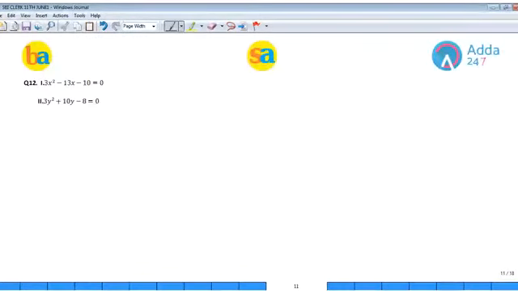Question number 12. The first equation is 3x square minus 13x minus 10 is equal to 0. On multiplying 3 by minus 10 we get minus 30, and on dividing it further we get minus 15 and 2, because on adding minus 15 and 2 we get minus 13, and on multiplying them both we get minus 30.